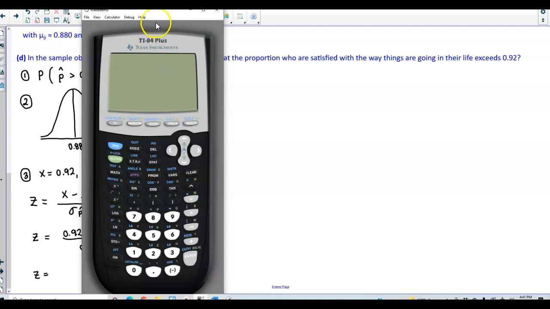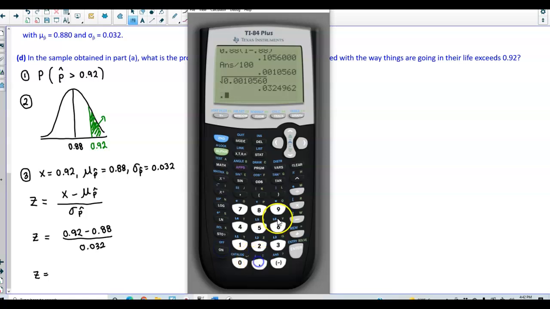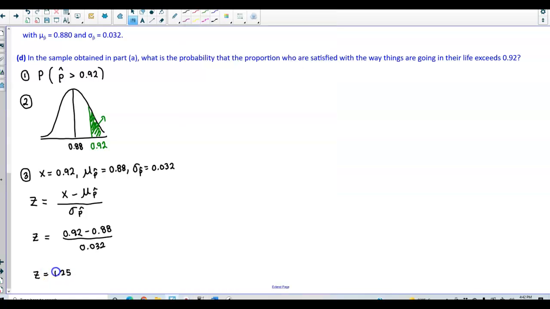And now what we're going to do is find that z-score. So using our calculator, we're going to do the following. We have 0.92 minus 0.88, and then dividing it by 0.032, which gives us 1.25. So we get a z-score of 1.25. So now in step 4, we know that the probability of finding the population proportion to be greater than 0.92 is the same thing as finding the probability that the z-score is going to be greater than 1.25.